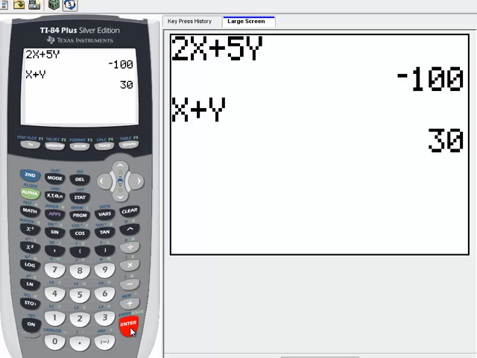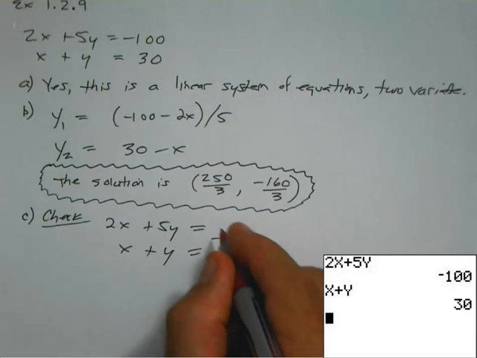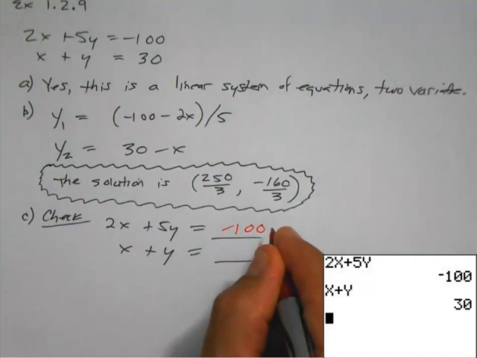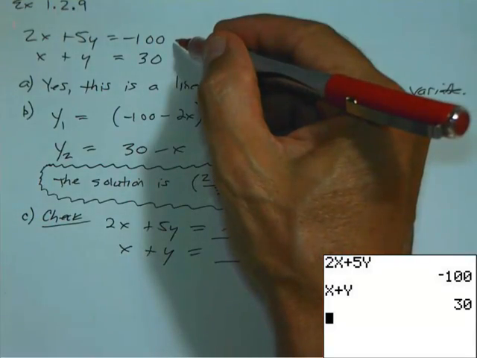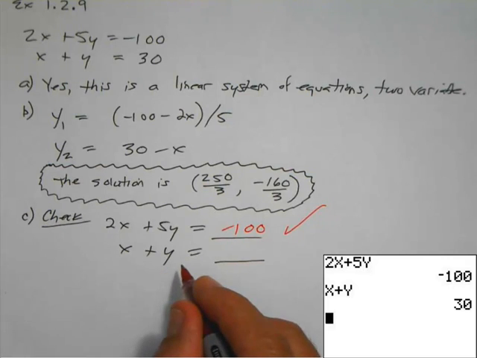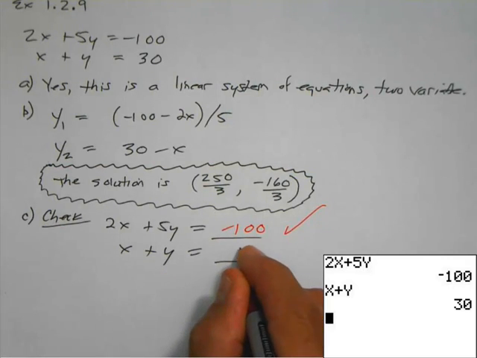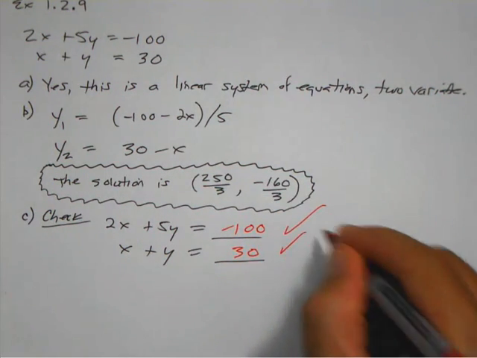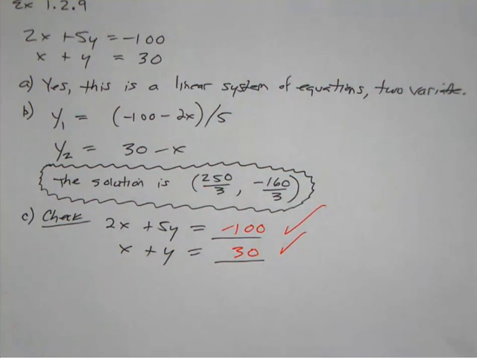Great. Let's record this result on our paper. We did the 2x plus 5y on the calculator, obtained the negative 100, just as the original equation. That's a check. And secondly, we did x plus y on the calculator. It came up with a 30, just as in the original equation. That's a check. So now we can be confident, and so can anyone reading our solution be confident that we have it right. Okay.